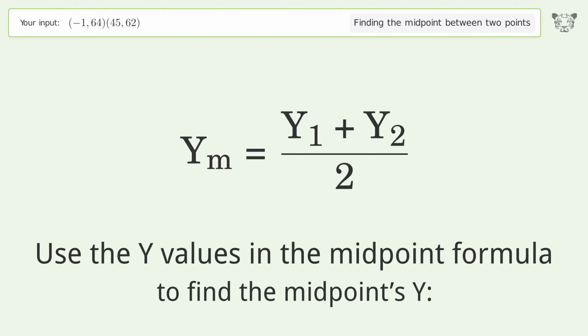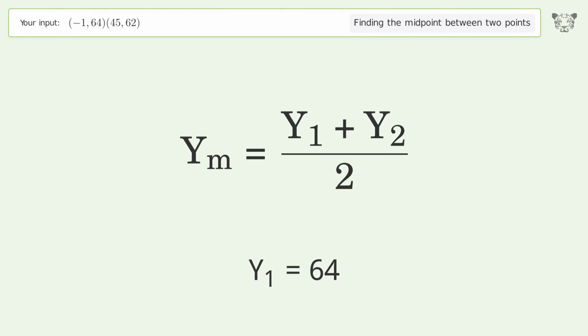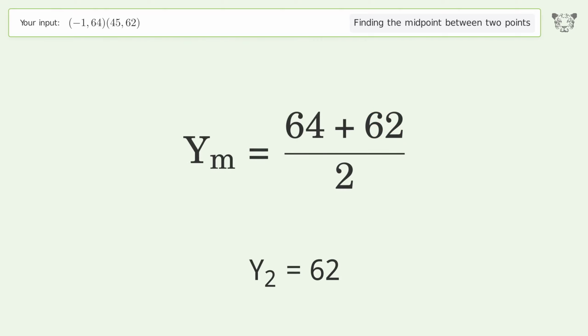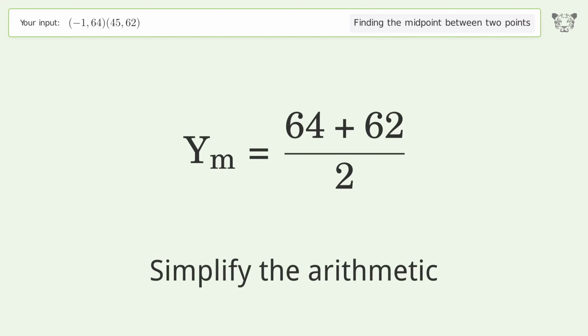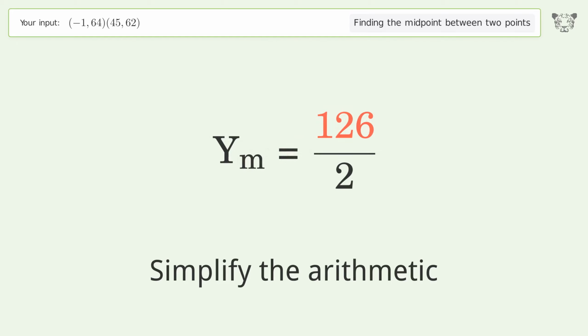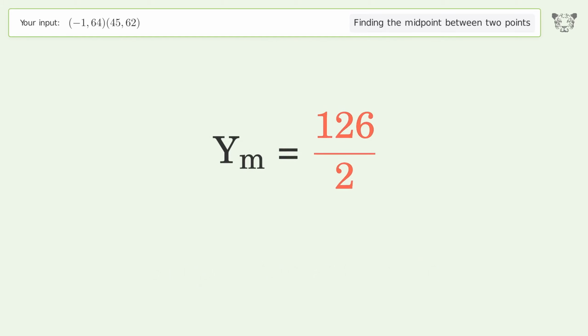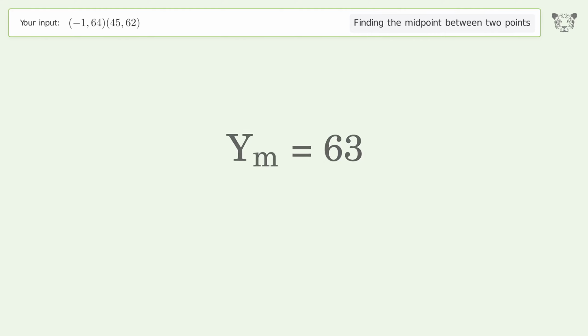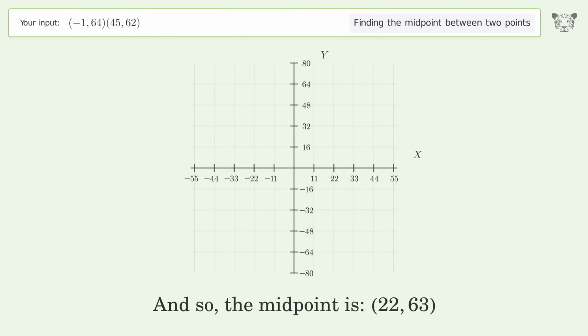Use the y values in the midpoint formula to find the midpoints y. y1 equals 64. y2 equals 62. Simplify the arithmetic. And so, the midpoint is 22,63.